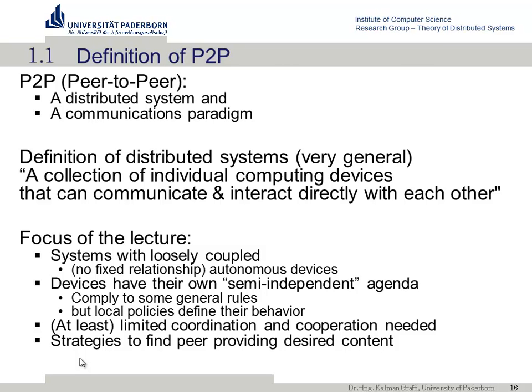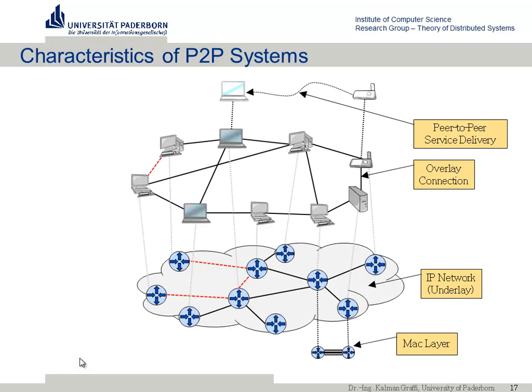It's not done centrally, but they try to somehow self-organize them. Okay. So let's go into the characteristics of the peer-to-peer systems that go beyond these general distributed system descriptions. Here I just wanted to show again how the overlay comes into play, and the layering.